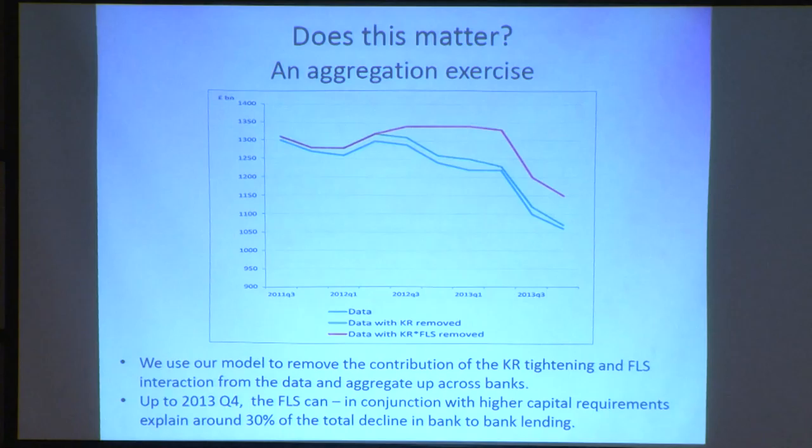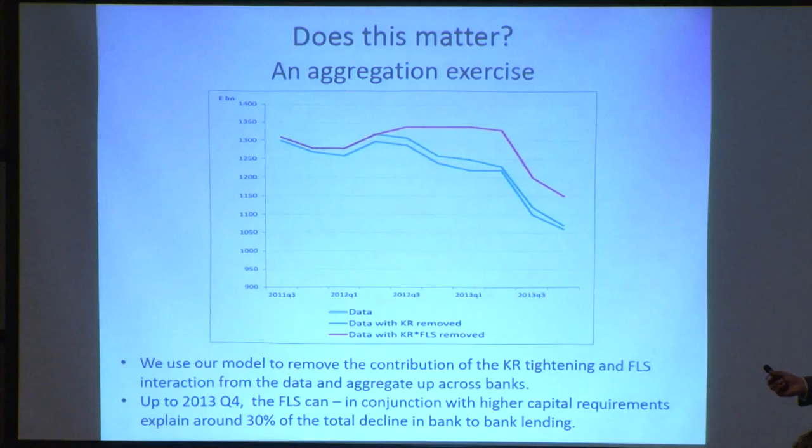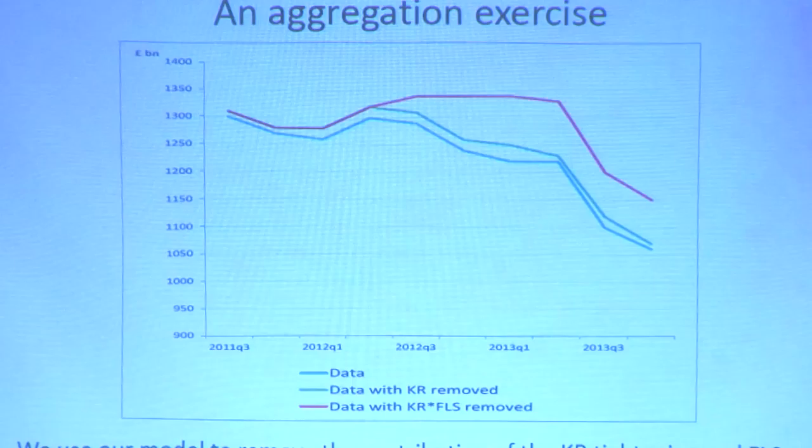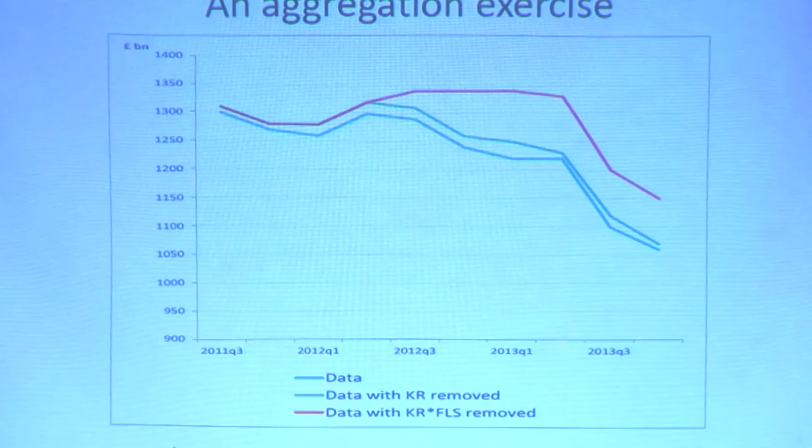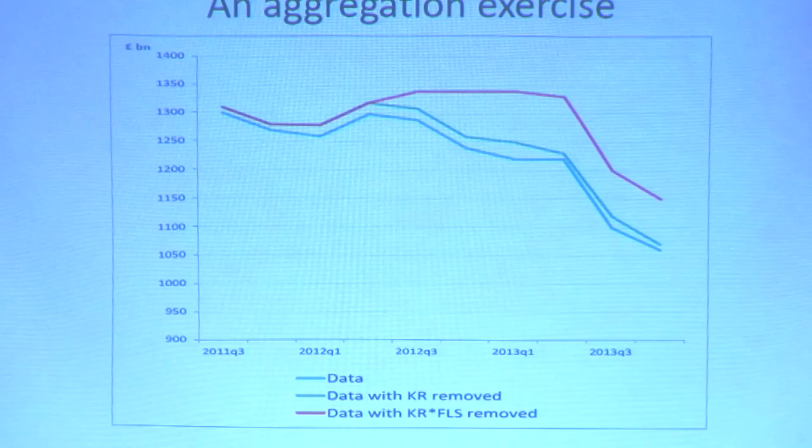So we see that in the absence of the FLS and capital requirement interactions, external bank lending would actually have been higher at the outset of the FLS and would have been significantly larger at the end of the first phase of the FLS at the end of 2013. So with some assumptions, we can say that we can explain around 30% of the decline in bank-to-bank lending of the UK.